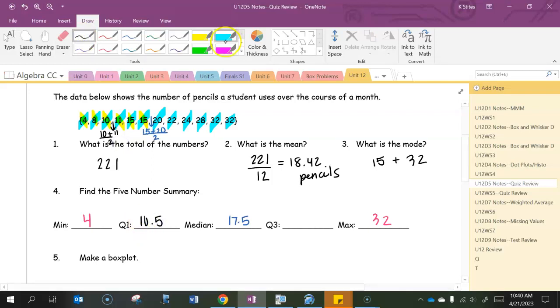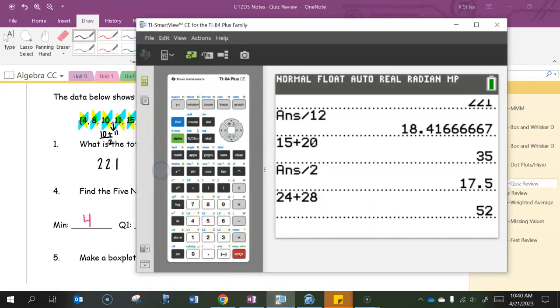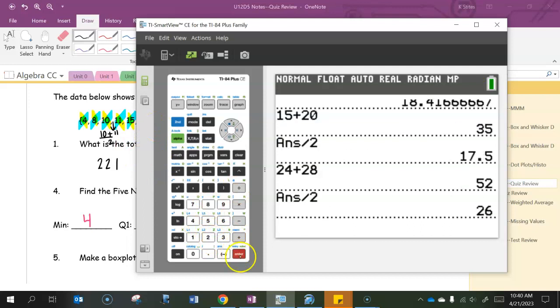And then we'll do the same thing on the other side. You have two numbers in the middle. So 24 plus 28 divided by 2. Or you can just think of what number is between 24 and 28, and that is 26.